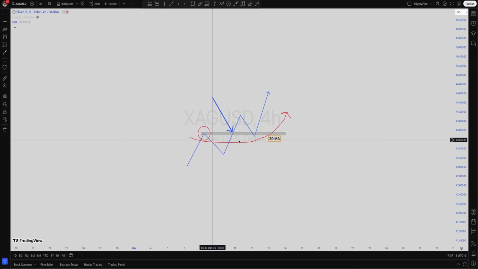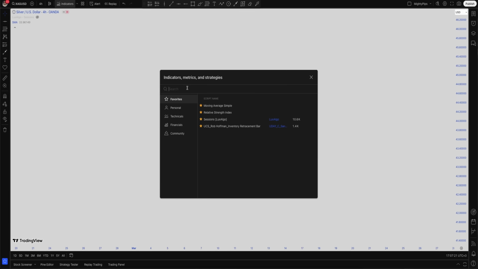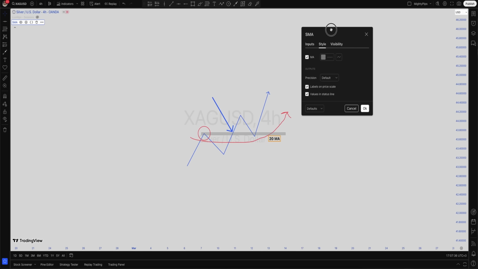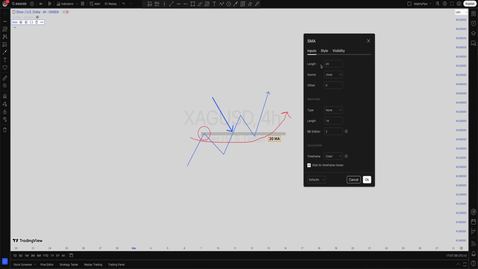To add a 20-period moving average on your chart, on TradingView, just go to indicators and then search here for moving average. Just type moving average like this. You will see a moving average. Just click on it and then it will appear on your chart. When it appears on your chart, you can go up here to the left corner, click on settings and change the length to 20. Make the length 20 here. Then the rest, leave them the way they are.